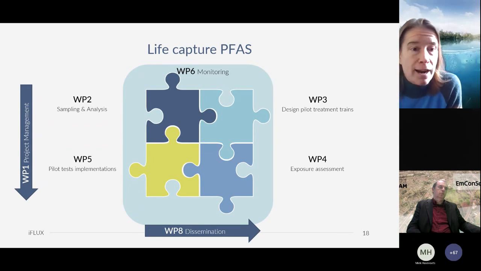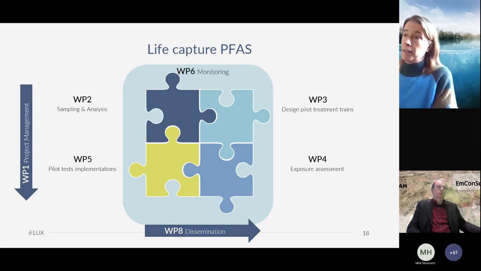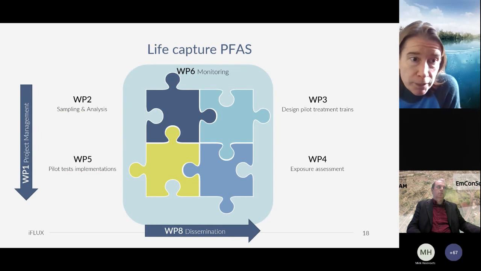And we will set up a pilot testing together with all the partners to test all these evaluations, to test all these different aspects on site. During this project, we will have the opportunity to build out our expertise with sampling of PFAS, and we will set out monitoring networks for the different pilots.